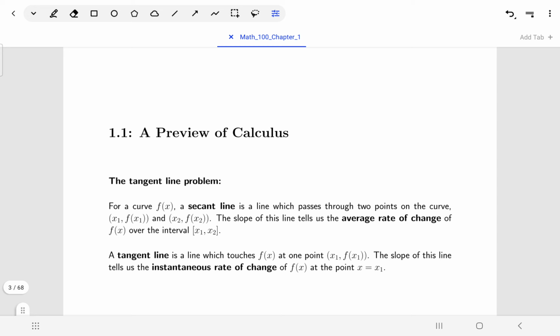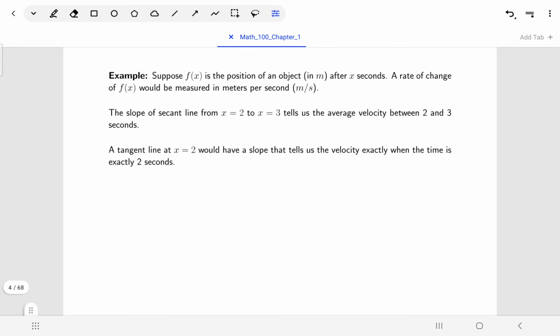Of course, average speeds are nice to know, but what you're more interested in knowing is your speed at an exact moment in time. And for that, you would need to have a tangent line. A tangent line, that's a line that touches your function at exactly 1 point, and the slope of that line tells you the instantaneous rate of change at that exact point. The difference between the two of these, we can see with the following example.